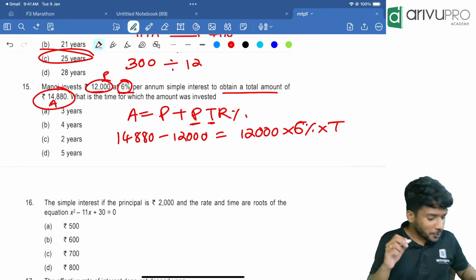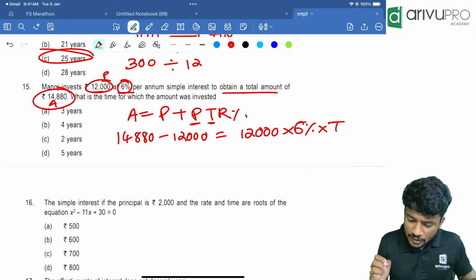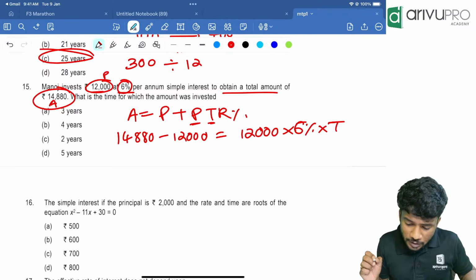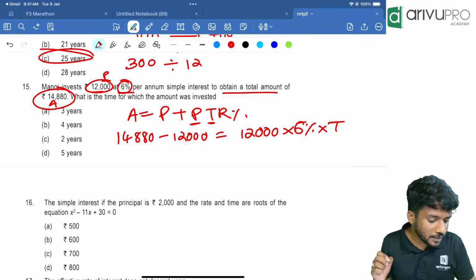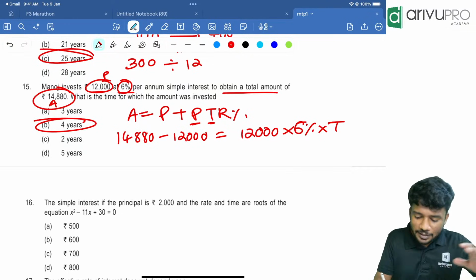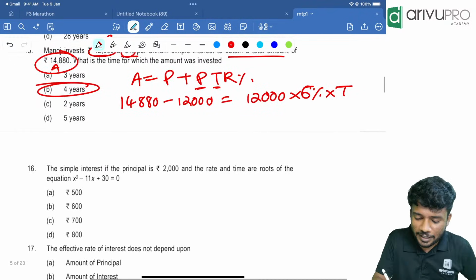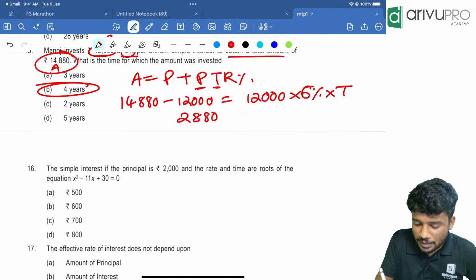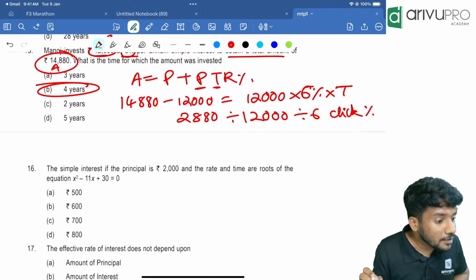14,880 minus 12,000 is equal to 2,880. Then you need to divide it by how much? Divide by 12,000. Then divide by 6. Then click percentage. You got the answer as 4 years. Just use calculator. Don't even write things, people. Just use calculator. Understood the method? 2,880 divided by 12,000 divided by 6. Then click what? Percentage on your calculator.